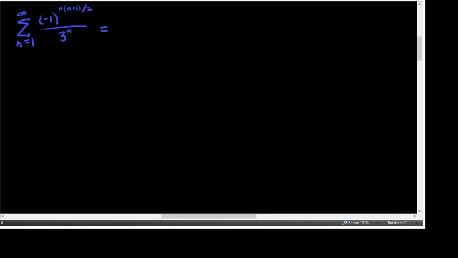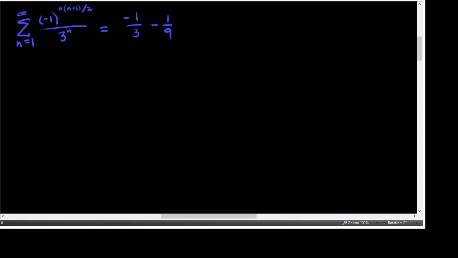If n is 1, it'll be 1 times 2 divided by 2, which is 1. And -1 to the first is -1. So this will be -1 over 3 to the first. Okay. Then putting in 2, 2 times 3 divided by 2 is 3. -1 to the third is negative, so that'll be -1/9.